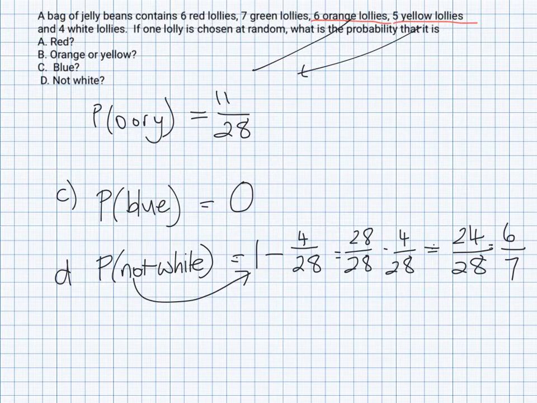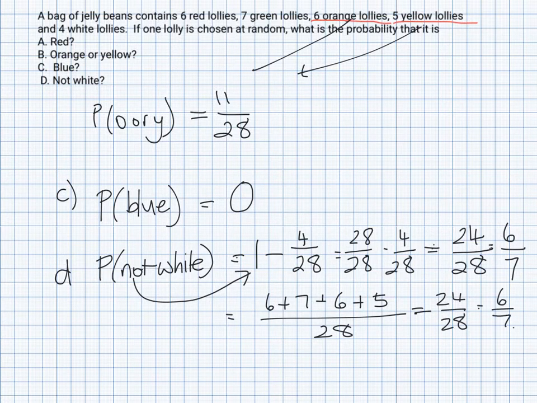The other way I can do it is to add up all the others. So I've got 6 red plus 7 green plus 6 orange plus 5 yellow all over 28. And if I add them together, I find that once again I get my 24 over 28. Really, it's up to you which one you want to do.